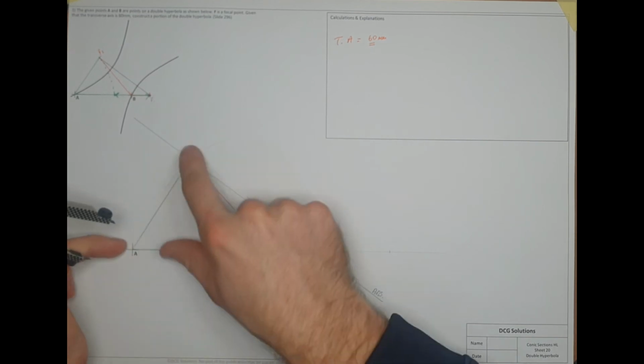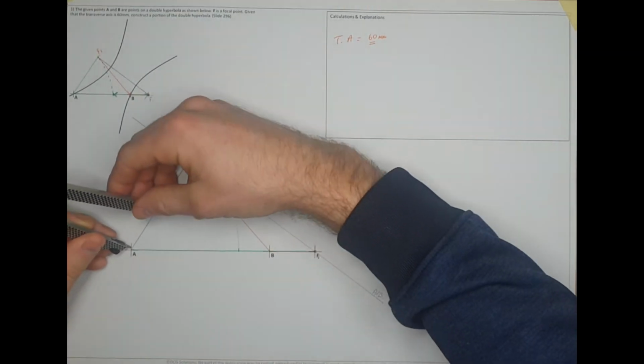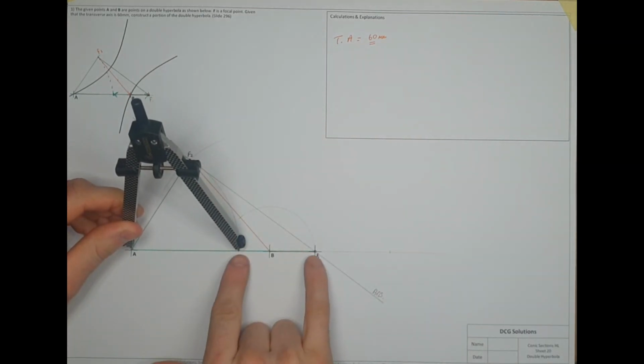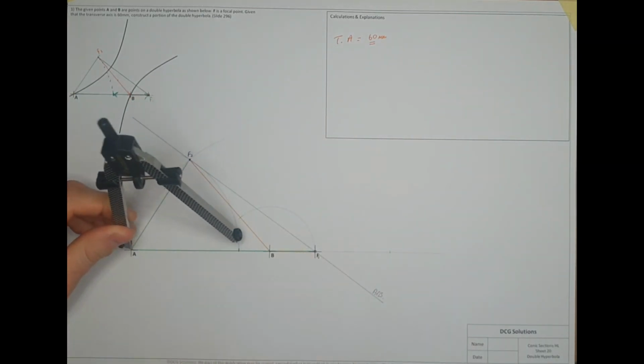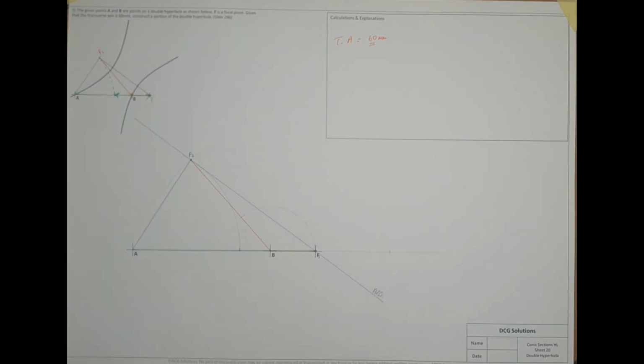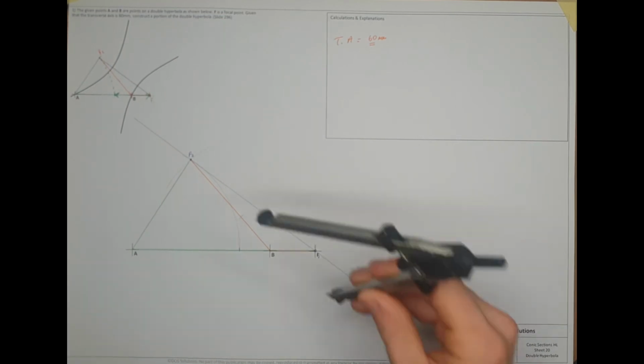From point A I joined to the two focal points, and if I take the short distance and subtract it from the long distance, the remaining distance here is 60, the transverse axis again. So that's how I do it. And if you don't get that, you need to really study this method. You need to look back maybe on some of the other examples that we did.